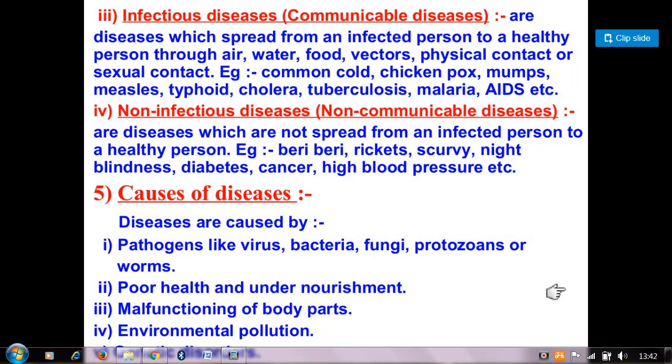Now the third cause of disease is malfunctioning of body parts, which means that the person's body part does not work properly. The last is environmental pollution. So pollution in the surroundings can also cause disease in any person.